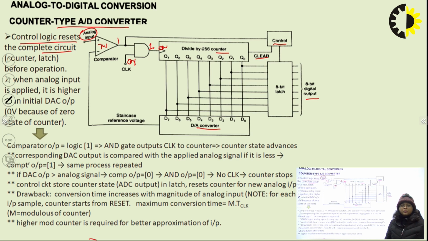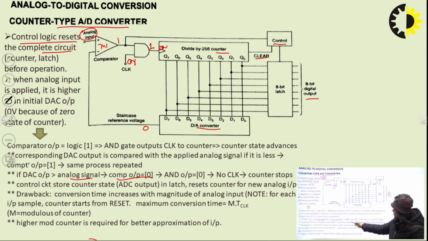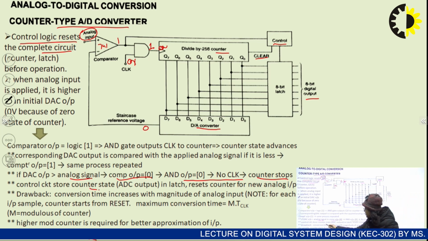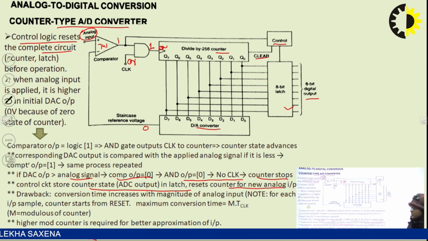Initially the control circuit resets the complete circuit, that is the counter, latch and every block, before operation. Now when the analog input is applied, it is higher than the initial DAC output, which is 0. So the output of the comparator is 1, making the AND gate on when the clock comes, and thereby the counter advances its state and generates the output compared to the analog input. When the DAC output is greater than the analog signal, the comparator output is 0, then the AND gate becomes 0 and there is no clock. So the counter stops and the control circuit stores the counter value in the latch, generating the 8-bit digital output and resets the output for a new analog input.